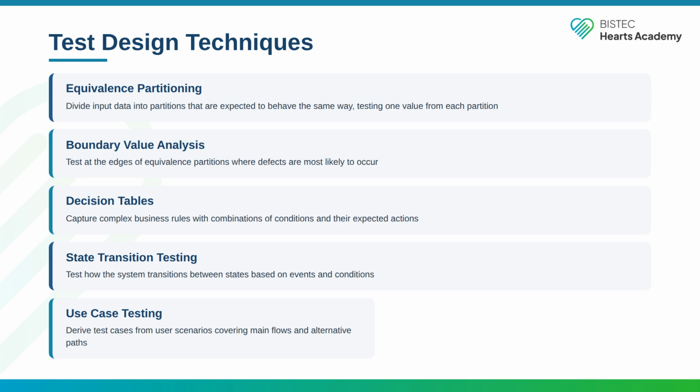Equivalence partitioning divides your input space into groups, where every value in the group should behave the same way, then tests one value from each group. Take an age field that accepts values from 18 to 120. You have 3 partitions: invalid low for anything below 18, valid for 18 through 120, and invalid high for anything above 120. Instead of testing every number from 1 to 200, you test one from each partition, say 10, 50, and 150. 3 tests instead of 200, and you cover all the meaningful behaviors.